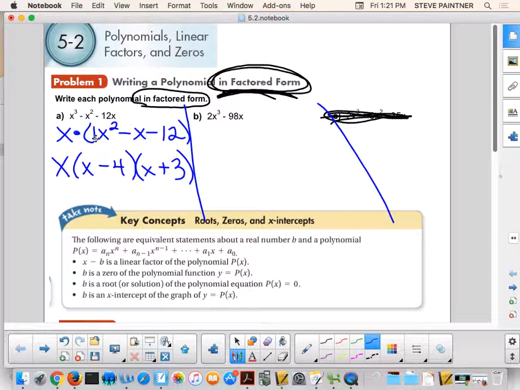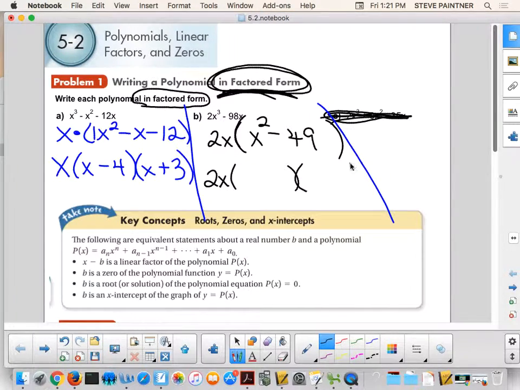Letter B. Gavin, what'd you do? I took the greatest common factor, which is 2x. So he takes out a 2x. Gets what? X squared minus 49. Okay. Then what, Gavin? Then I put down my 2x again. Then I did x plus 7 and x minus 7. Okay.